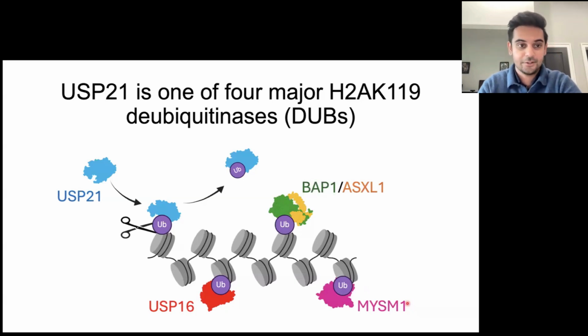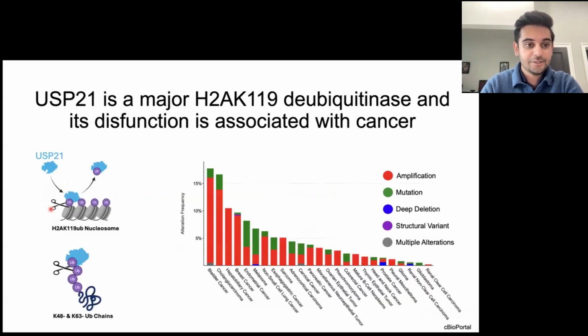I would say a lot of progress started to come in the last 2 years, which I'll touch on a little bit more. But particularly, the focus of my talk is on USP21, which I will say is actually the least studied H2AK119 DUB out of these 4. And so USP21 is not just an H2AK119 DUB, it is also responsible for disassembling ubiquitin chains, particularly K48 and K63 ubiquitin chains on a variety of cytosolic and nuclear proteins.